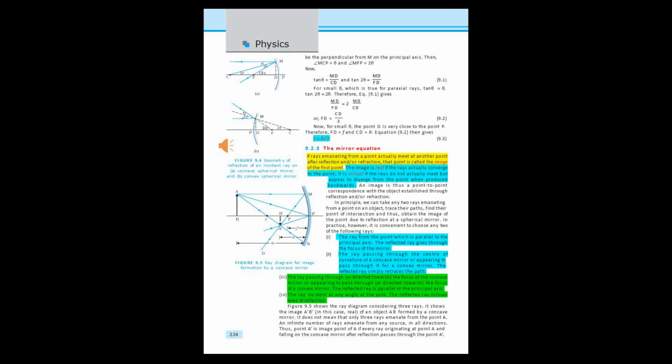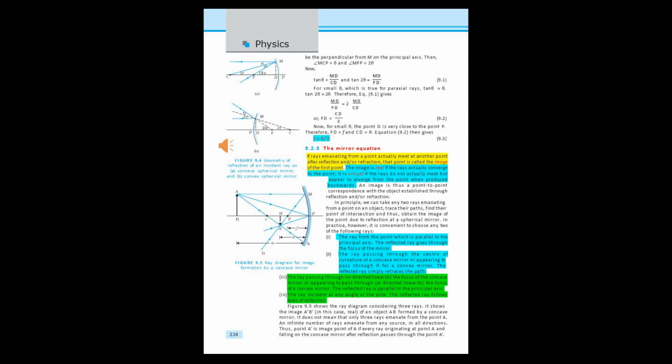In principle, we can take any two rays emanating from a point on an object, trace their paths, and find their point of intersection, and thus obtain the image of the point due to reflection at a spherical mirror. In practice, however, it is convenient to choose any two of the following rays. The ray from the point which is parallel to the principal axis: the reflected ray goes through the focus of the mirror. The ray passing through the center of curvature of the concave mirror, or appearing to pass through it for a convex mirror: the reflected ray simply retraces the path.